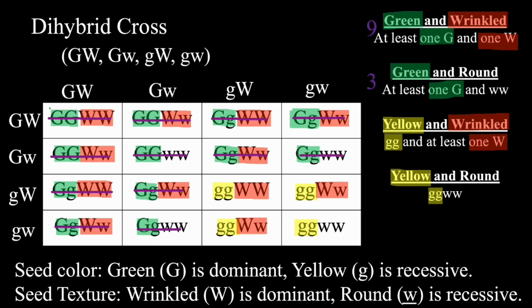How many out of 16 are green and round? Homozygous dominant and heterozygous G's, and homozygous recessive W's. If you count them up, there's 3. How many out of 16 are yellow and wrinkled? There are 3 yellow and red combinations. Out of the 16, how many are yellow and round? Lastly, there's only 1 homozygous recessive G and homozygous recessive W.